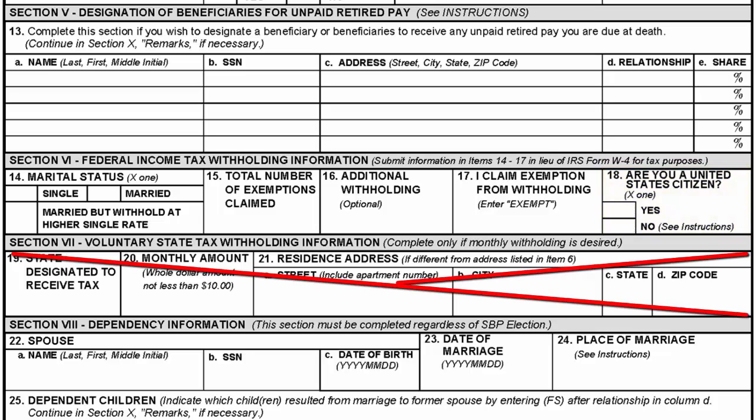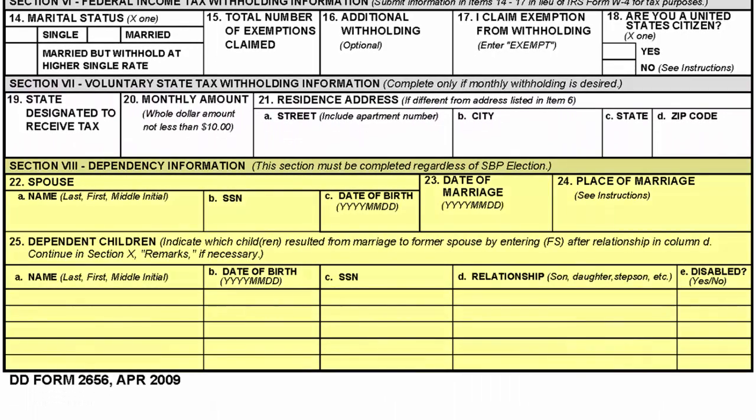Section 7, again, is voluntary state tax withholding information, and you can fill this out at your leisure. Please see the instructions on the 2656. Section 8 is dependency information. This is your spouse's information if you're married. If you mark single in block 6, you can skip this section of the form.